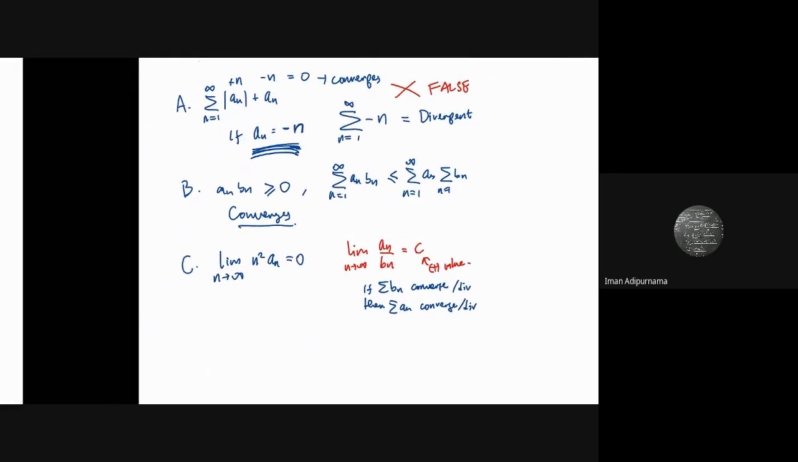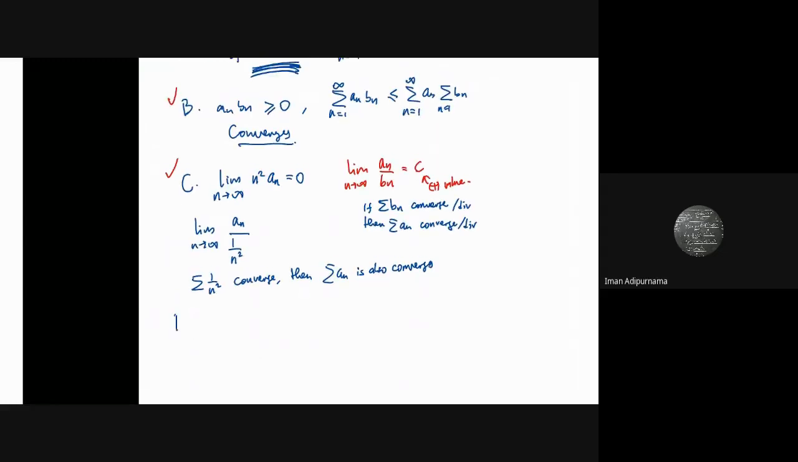Now let's look here. We can write this in terms of, let's say, an and 1 over n squared. So the 1 over n squared is convergent. Then this an is also convergent. So C is also true. So this is true. It's convergent.